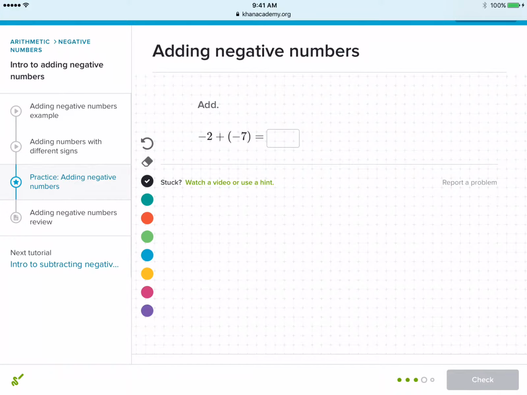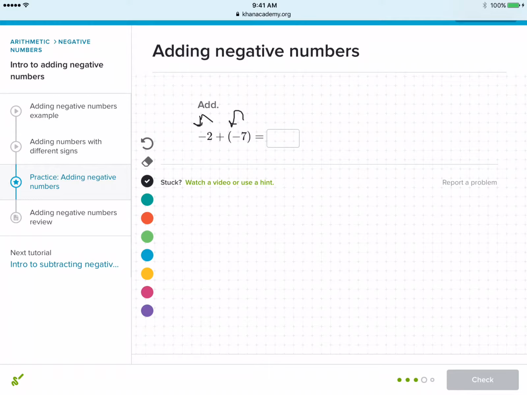Today we're going to look at adding negative numbers. The first thing I'm going to do is remember where to look for signs on my numbers. Remember to always look to the future and not behind. So if I look to the future on the 2, I see that my sign is a negative. If I look to the future on my 7, I can see that is also a negative.